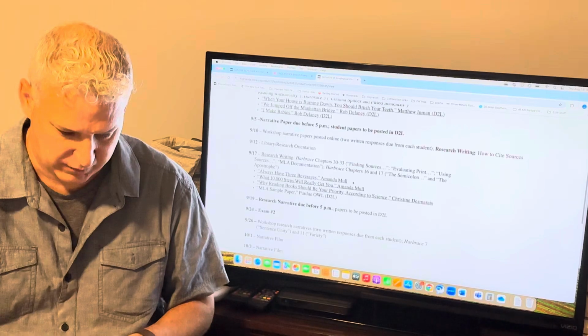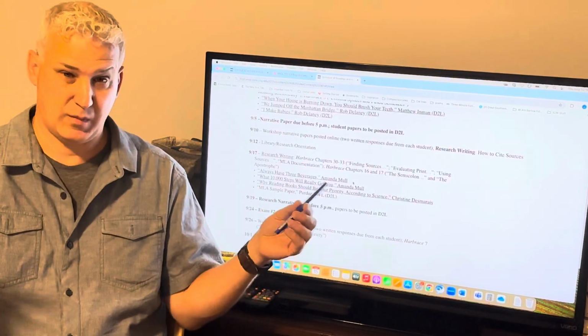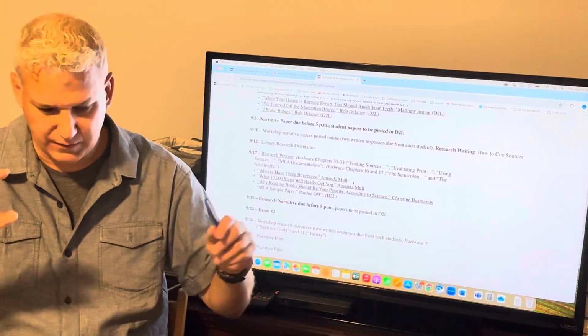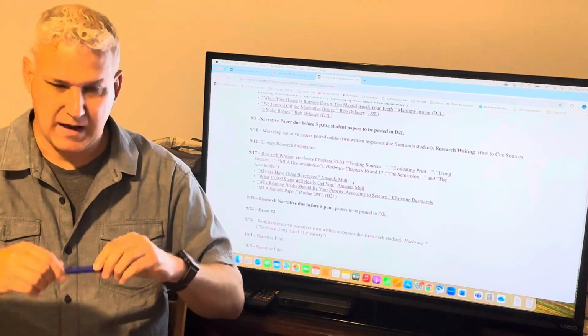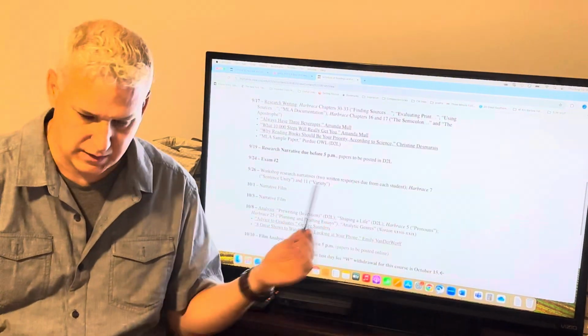Then our next assignment is going to be the research paper. We'll spend 2 or 3 class days talking about the research paper, simply because it's the longest thing we're going to write. It's about 900 to 1,000 words. There are several different aspects that I want to cover for it. You see that it's due there on the 19th.